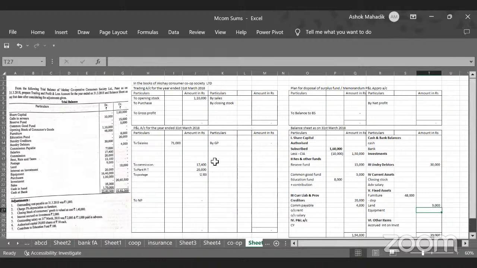Interest on investment is your income. So I'll write on this side of P&L, interest on investment 10,000. I think we have adjustments. I'm writing in the column. Next, equipment 20,000. Outer column, no adjustment. Then purchases 16,40,000.